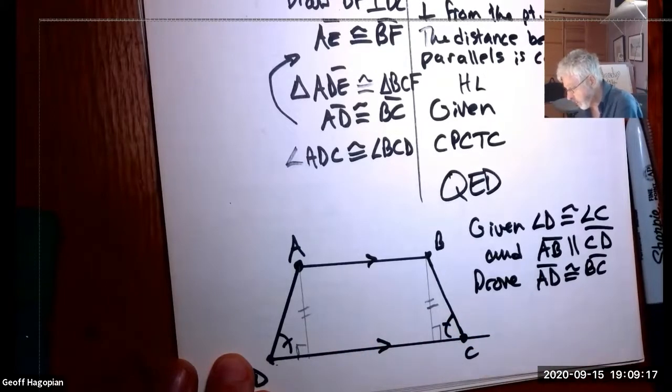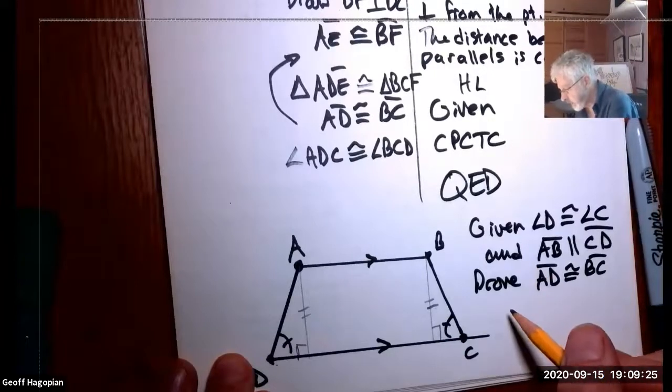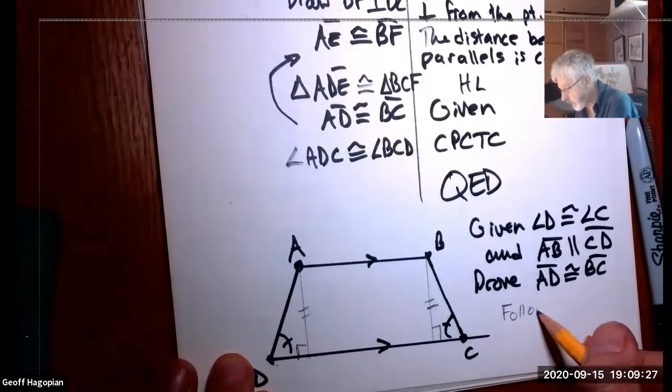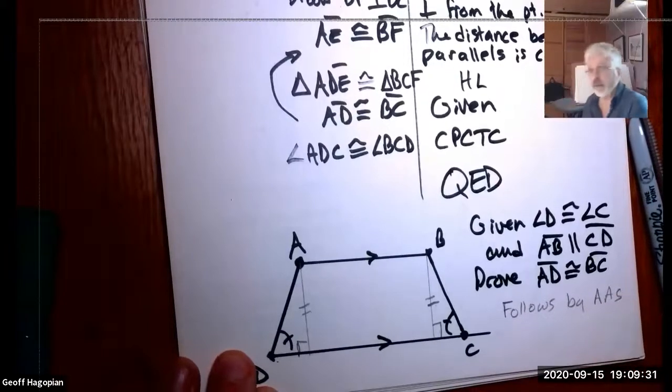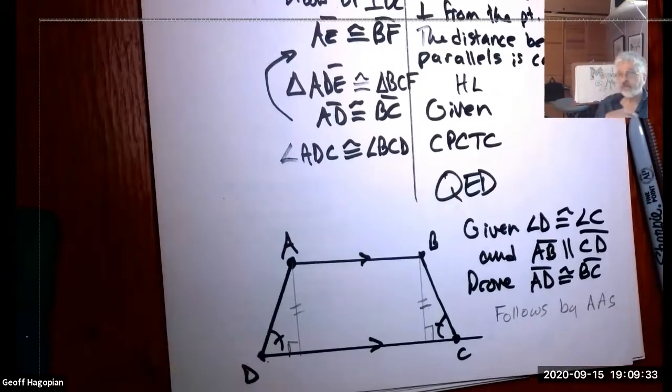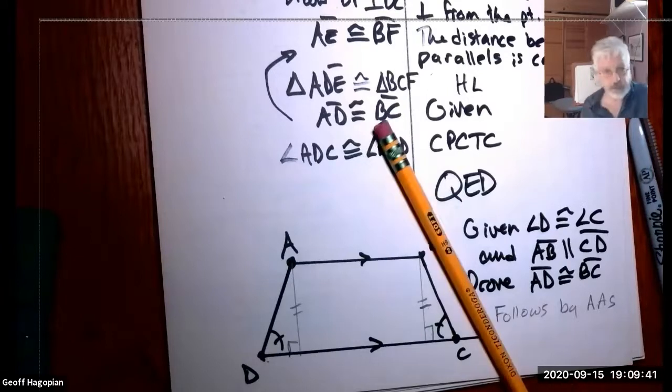So we have angle, angle, side, angle, angle, side, right? So this follows by angle, angle, side. From angle, angle, side, we would have that the two triangles there are congruent, so their corresponding parts are congruent, and so AD is congruent to BC. All right.